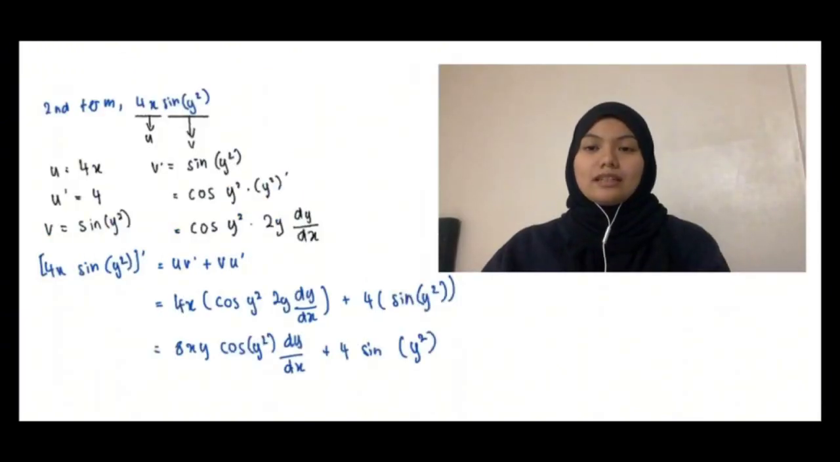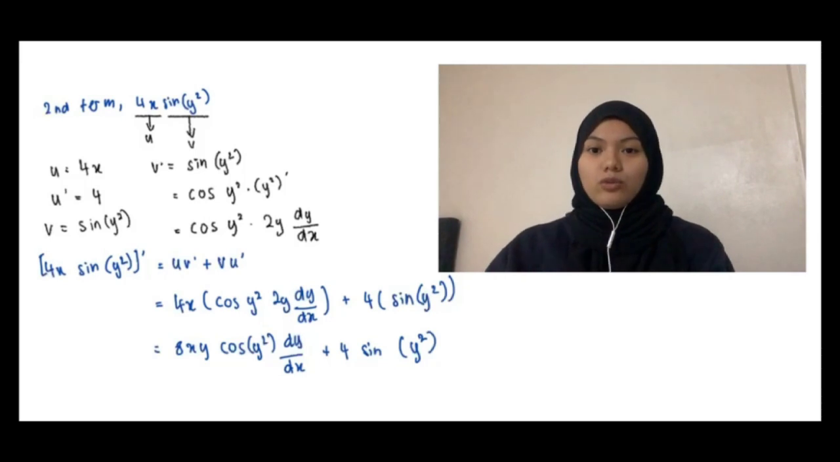So for our second term, which is 4x sine y squared, first thing first is you have to understand from the polynomial function that 4x is actually multiplied with our sine y squared. So that means we can derive the 4x sine y squared by using the product rule, where we have our 4x as our u and then our v is sine y squared. And then from the u and v, you just have to derive it one by one, where u is 4x, deriving it we get 4.